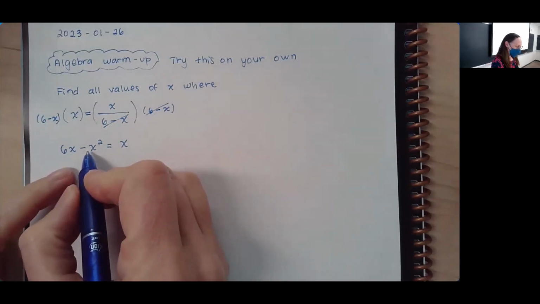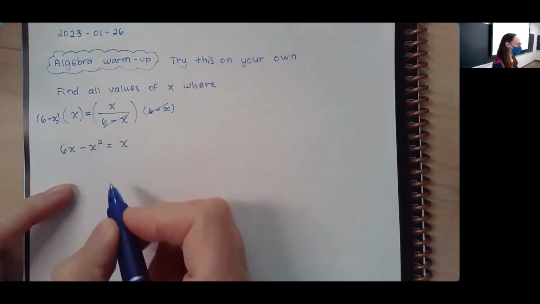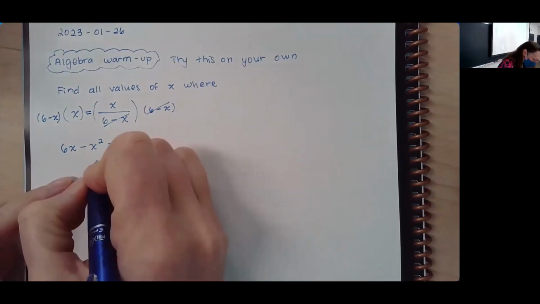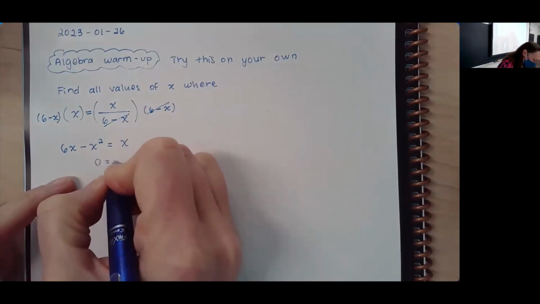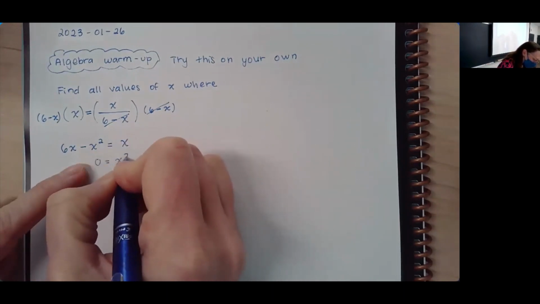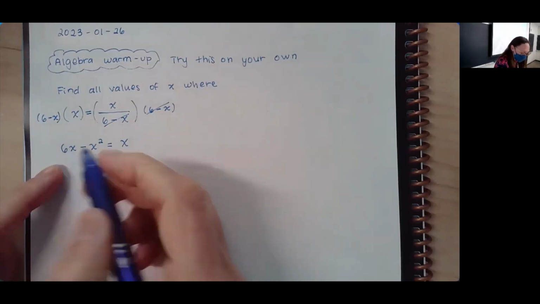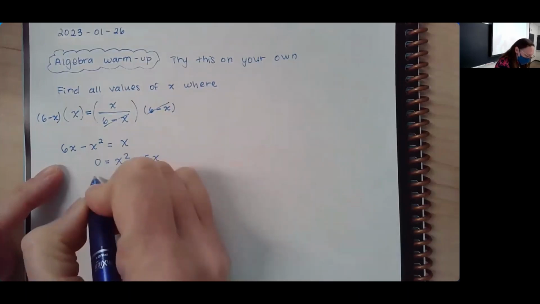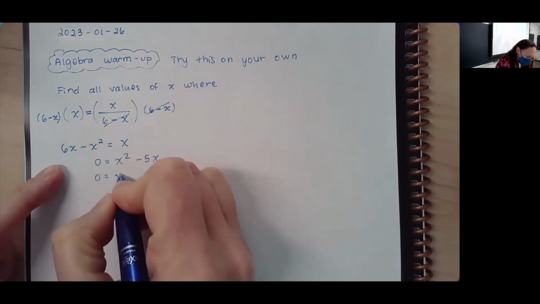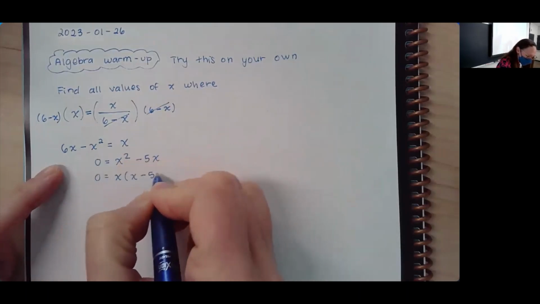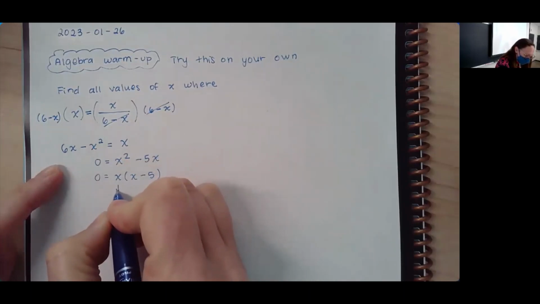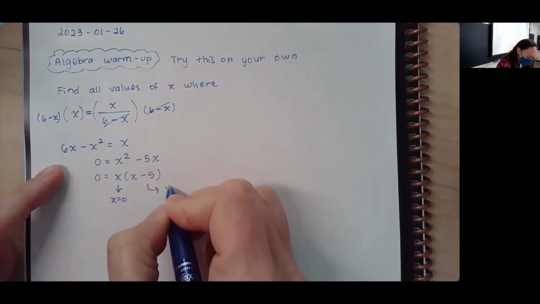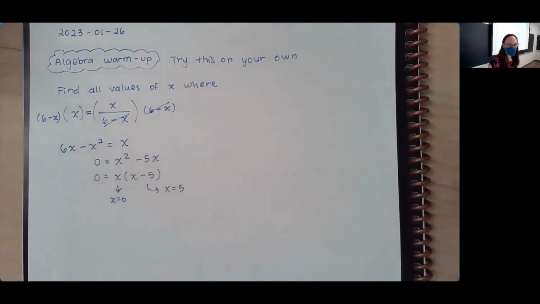I'm one of those people that prefers to factor with a positive number in front of my x squared. So I'm going to move everything to the right, and I'm going to make this look like 0 is equal to x squared. And then if I have x minus 6x, I'm going to end up with 5x. Conveniently, I can now factor out an x and have x minus 5, which means I really get two answers. x could be 0 or x could be 5.